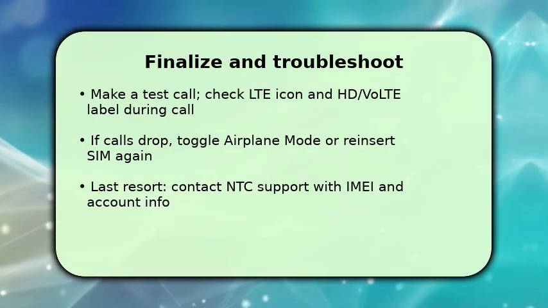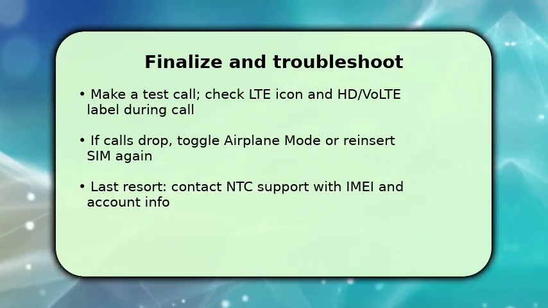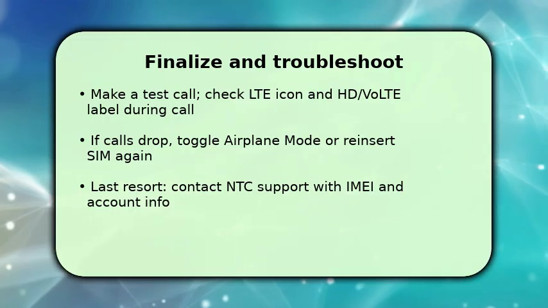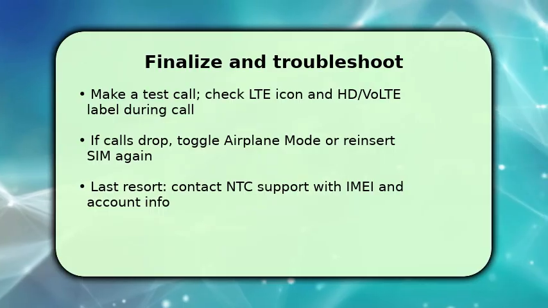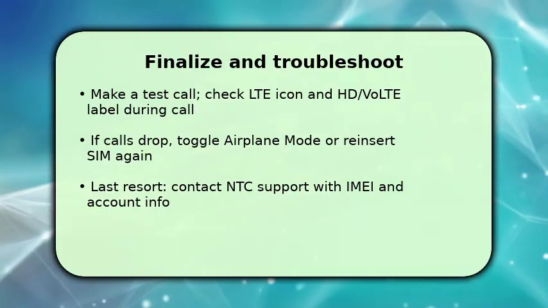If you don't see it or calls drop, toggle airplane mode for 10 seconds to force a network reattach, then retry. If problems persist, reinsert the SIM and check for carrier updates again.